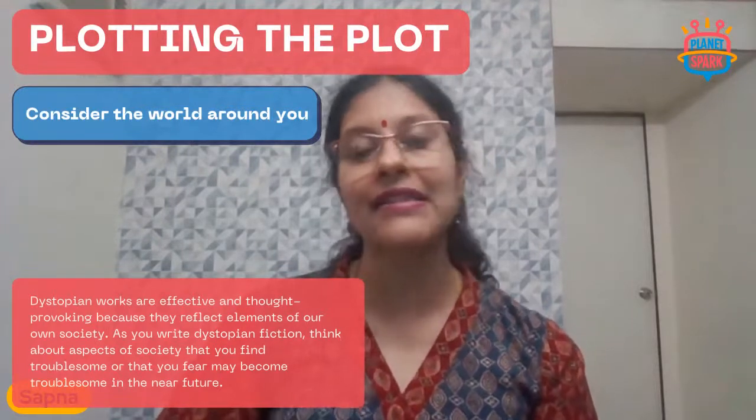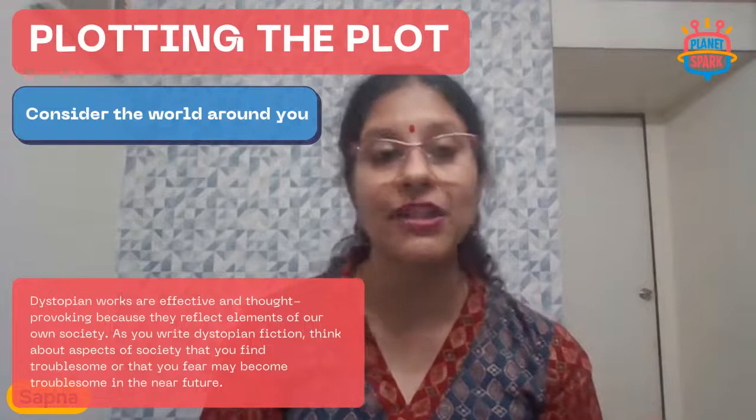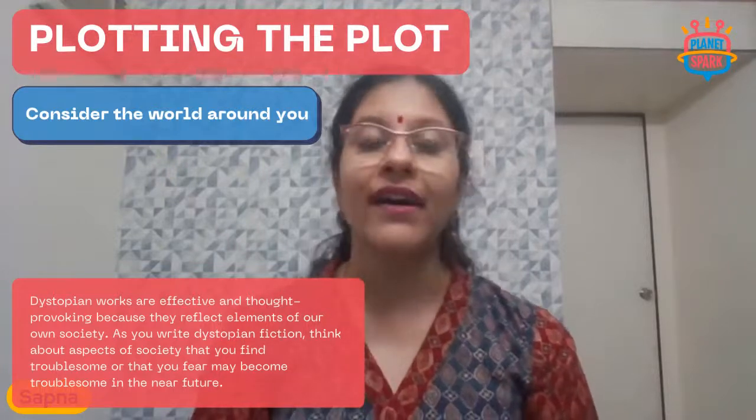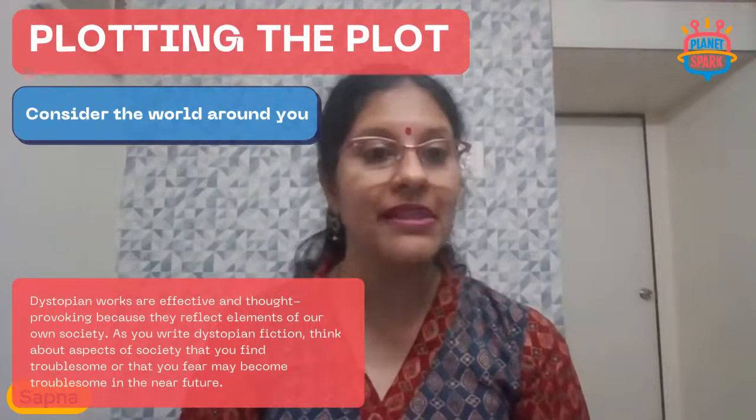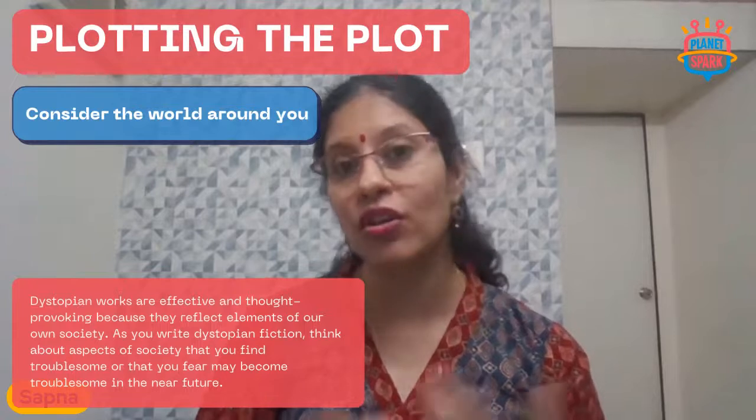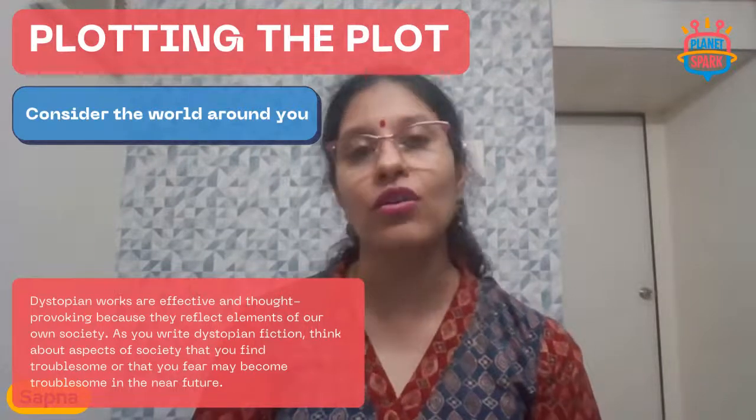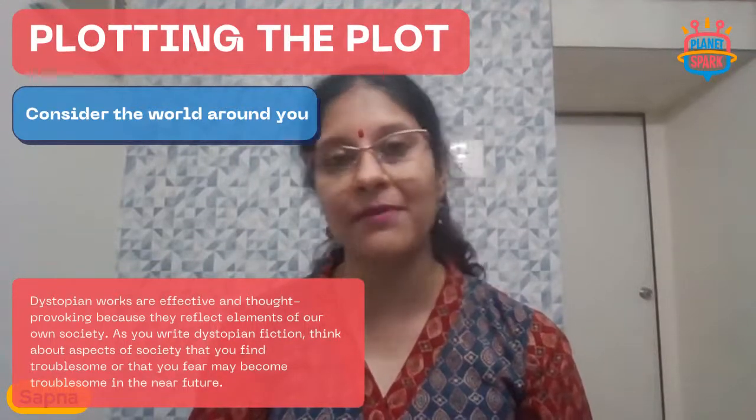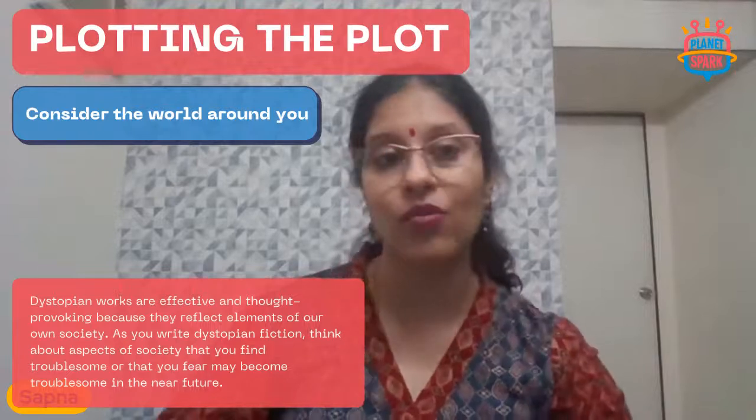And now the second element is consider the world around you. So dystopian stories are going to be effective and thought provoking because they reflect the elements of our own society. And you can always take inspiration from whatever is happening in your society, in the world at large. And as you write a dystopian fiction, think about aspects of society that you find to be troublesome, or maybe you find them to be really fearful, and you think that these aspects could be ones that are going to turn troublesome in the future, right? So you can always take inspiration from the world that we see, and through your eyes you can talk about one particular theme that you're going to run throughout the novel, which is really going to connect with your audiences because you take inspiration from the real world scenario, right?